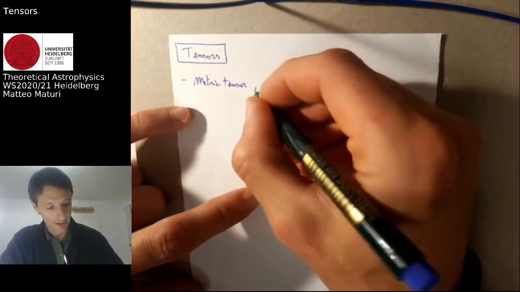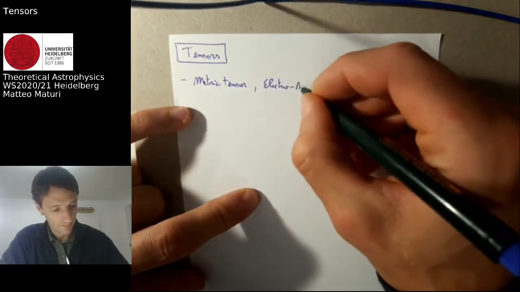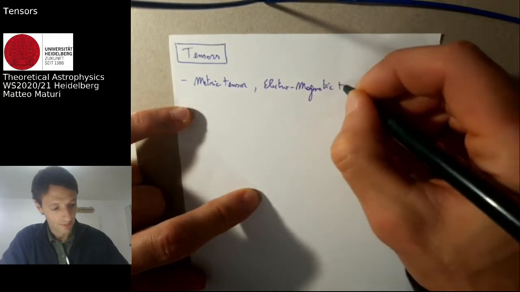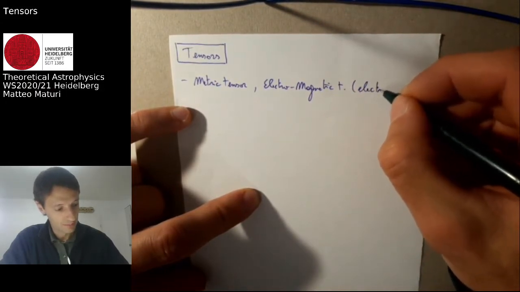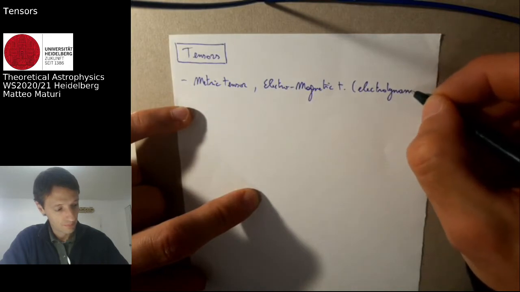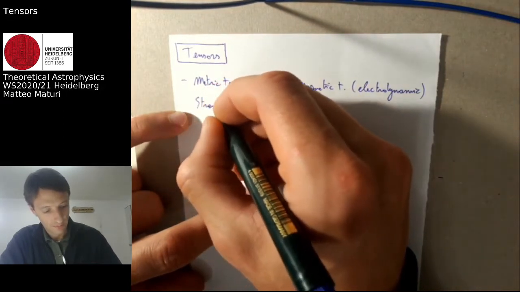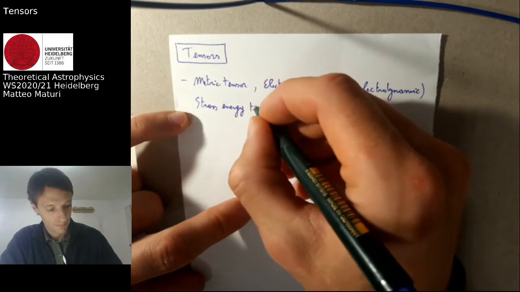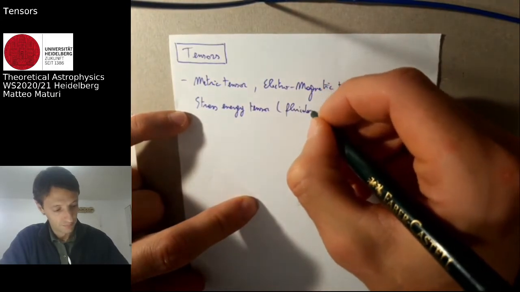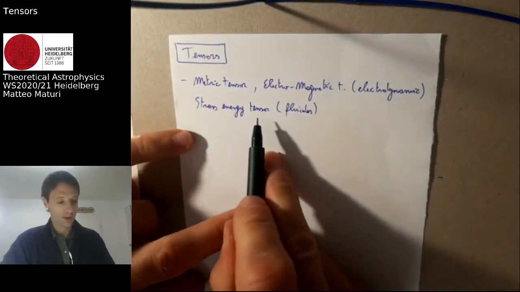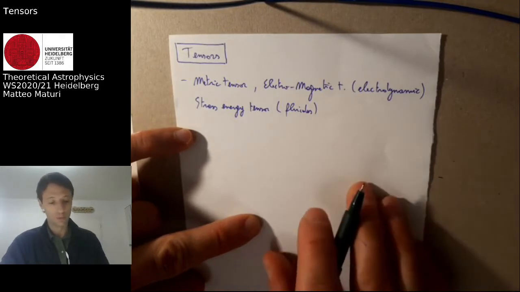But keep in mind that there are also other very important tensors, such as, for example, the electromagnetic tensor, which is one of the pillars of electrodynamics. Another one is the stress energy tensor, that basically describes fluids. These are all tensors, all three, and we are going to meet the electromagnetic tensor and the stress energy tensor in the course of the lecture.